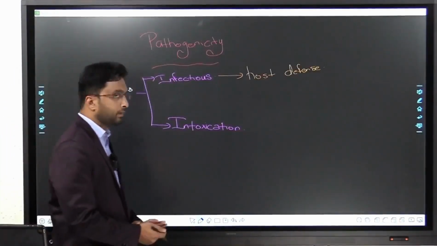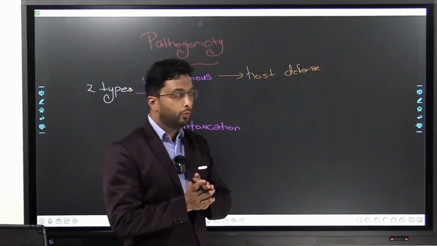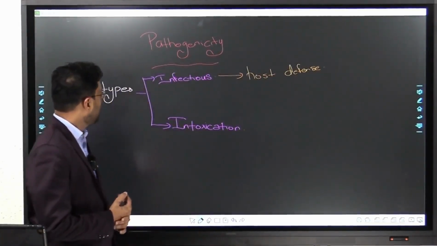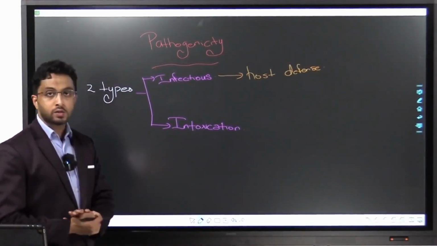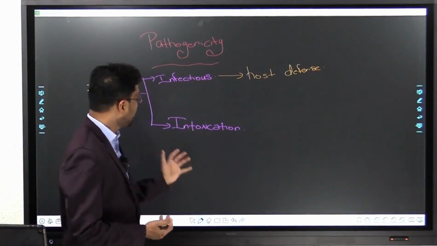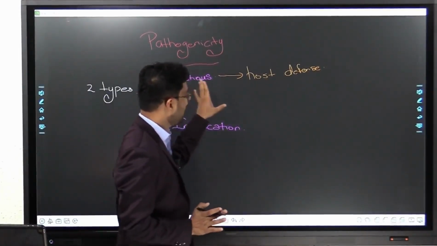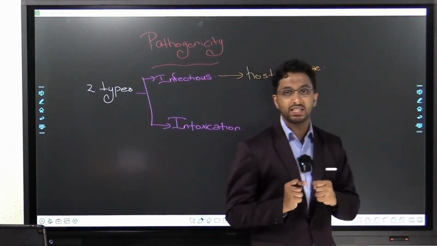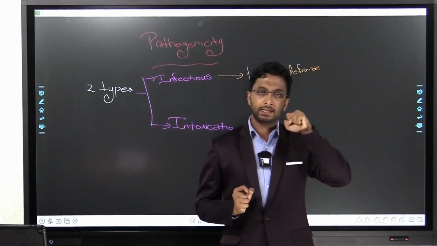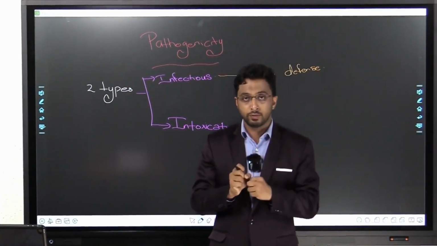Now coming on to the disease part of Staph aureus, which is pathogenicity. There are two types of diseases caused by Staph aureus. One is infections, staph infections. Second is intoxication. So the mechanism is different in both. In infections, the host defense is compromised. The bacteria gets into the body and plays with the defense mechanisms of the body.